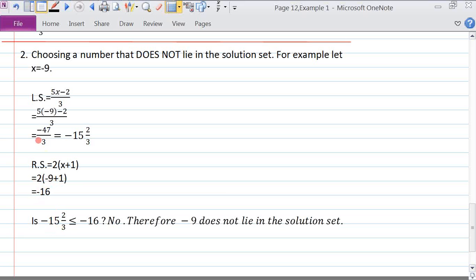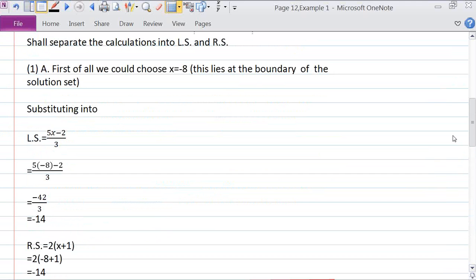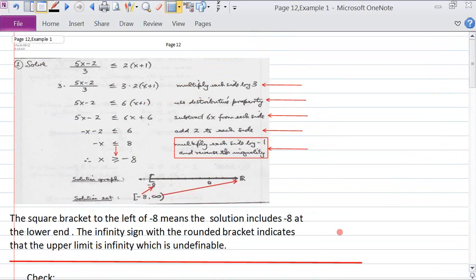So we ask ourselves, the left side, is that less than or equal to minus 16? Is minus 15 and 2/3 less than? No, it's greater than. Minus 15 is on the positive side. It's not less than minus 16. It's greater than minus 16. Therefore, minus 9 does not lie within the solution set.